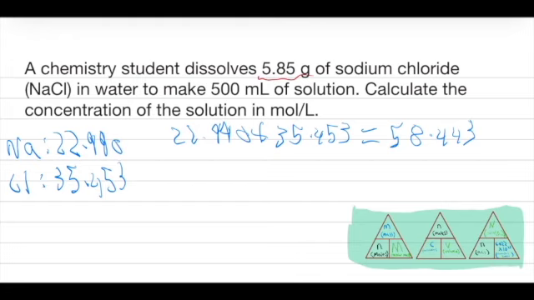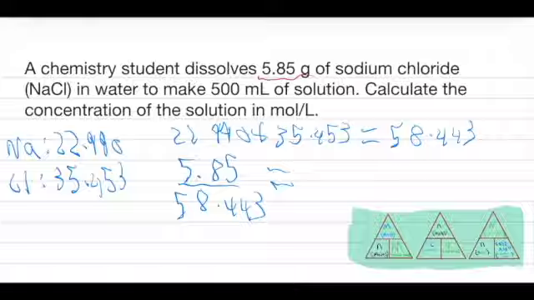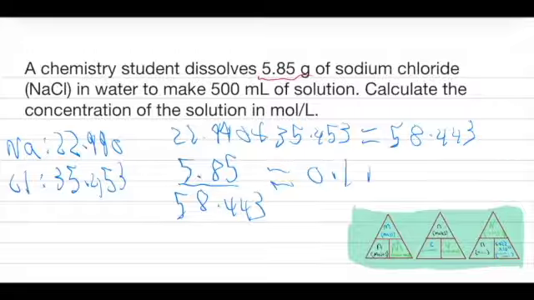Let's convert that to moles. We put the mass on top, 5.85 divided by 58.443. And that gives you 0.1 moles. There's your moles. Now, what formula do we need to use to find the concentration? Obviously, the concentration formula. We already used this formula. Since we have the moles and we have the volume, we just multiply 500 with 0.1, right?